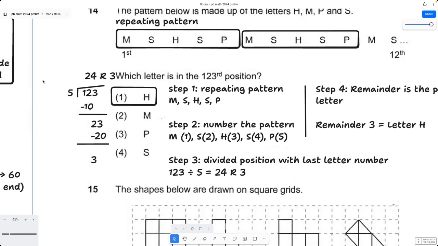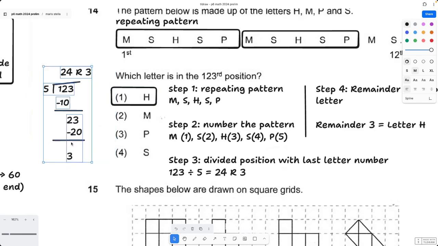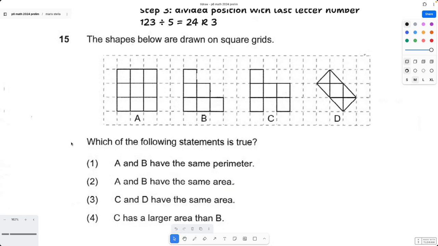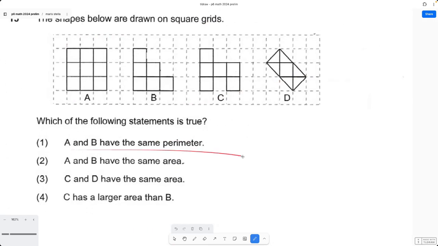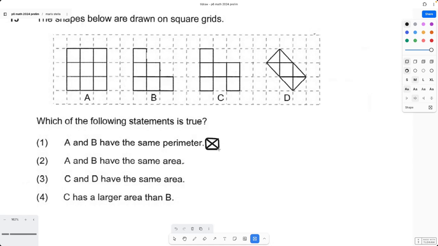Okay, all right. Let's move on to the last question, I mean, not last, but the last question about MCQ. The shapes below are drawn on square grids. Which of the following statements is true? A and B has the same perimeter. Nope. We have 1, 2, 3, 4. So A has a perimeter of 12, right? So B has 3 and 3. 3, actually, yes, actually it is.